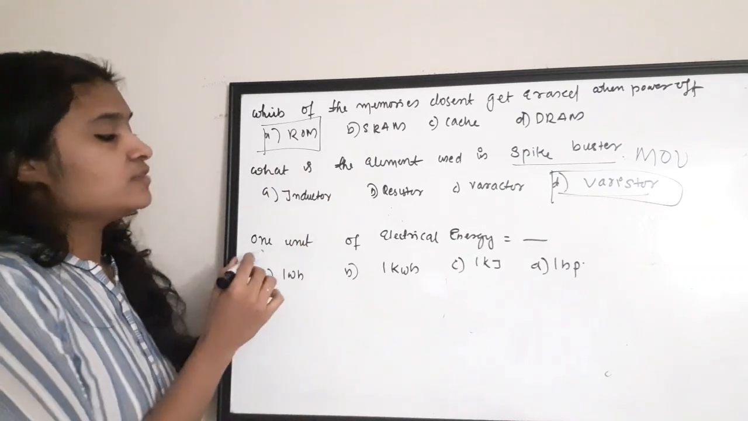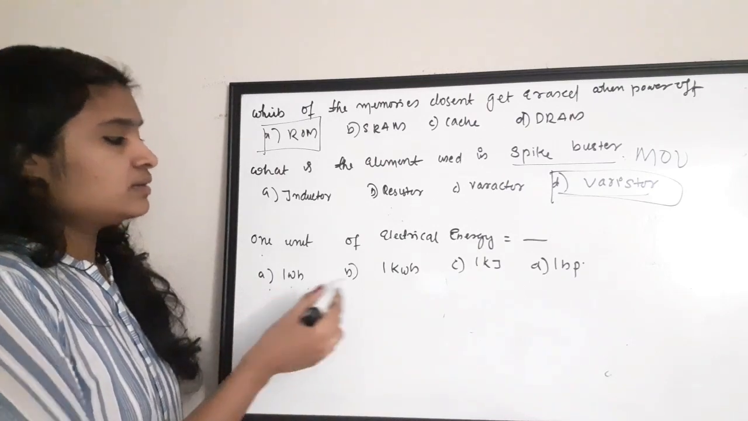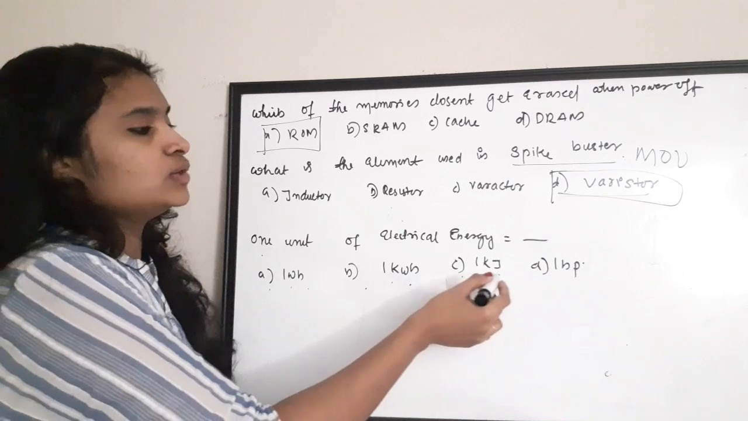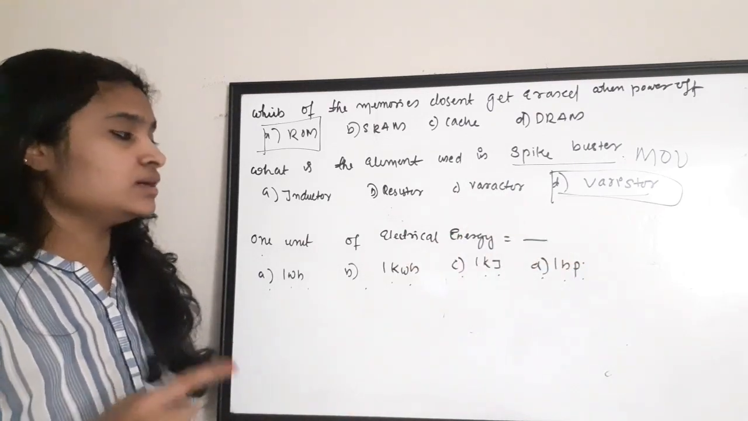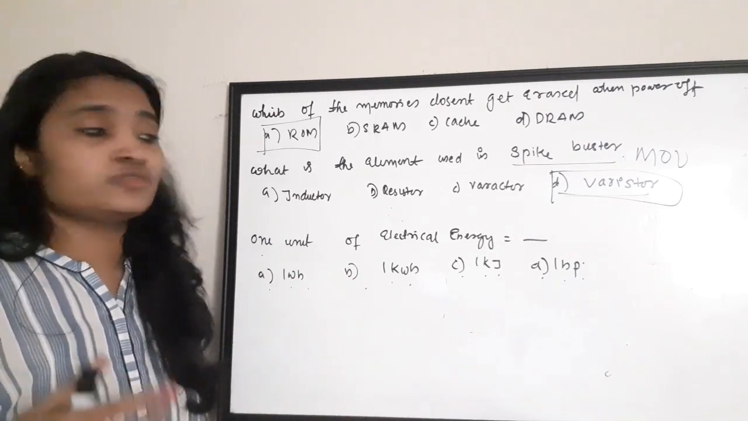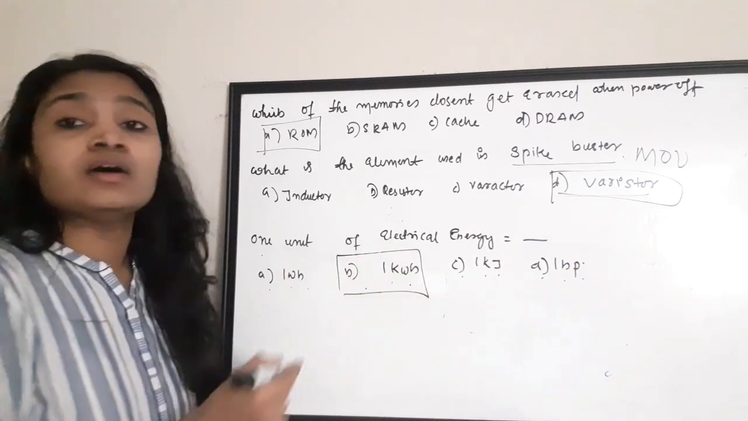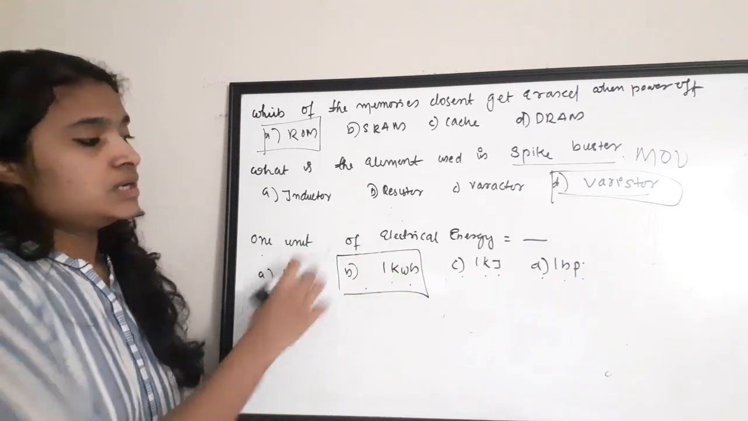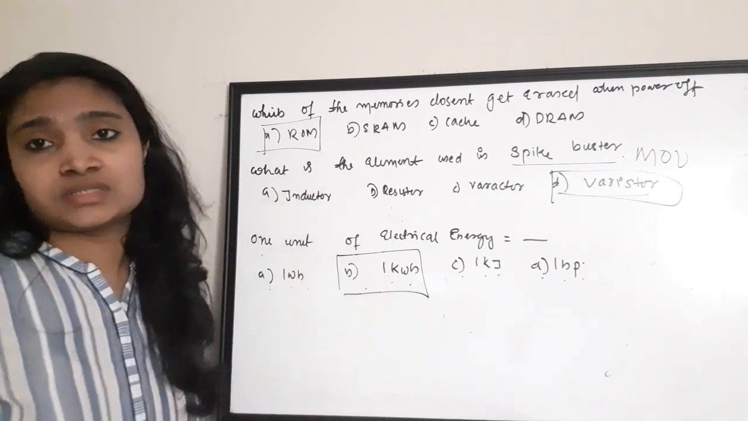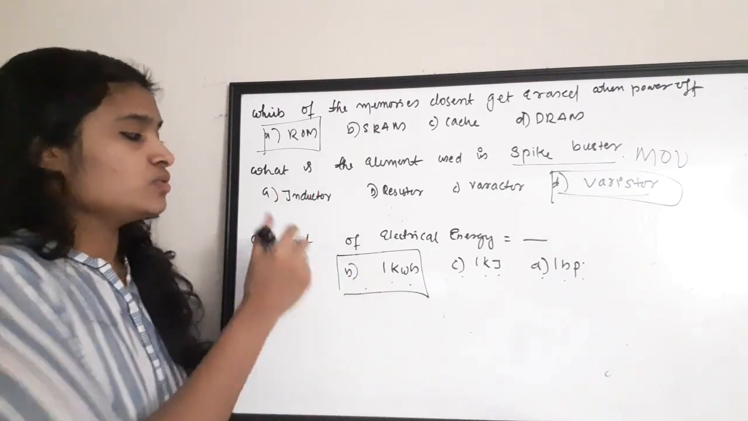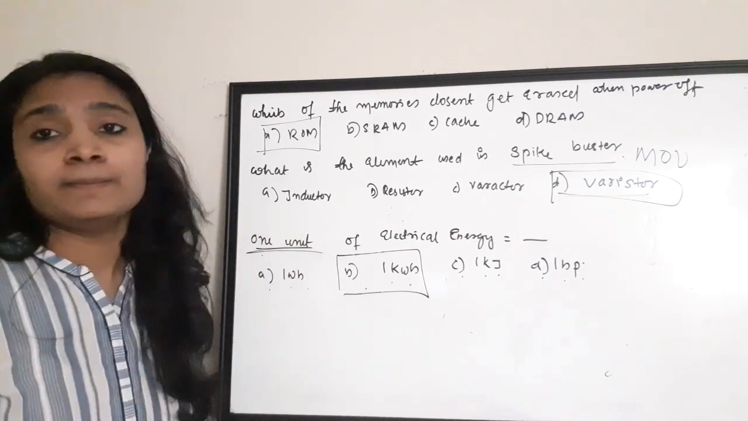Next question. 1 unit of electrical energy is dash. A, 1 watt hour; B, 1 kilowatt hour; C, 1 kilojoules; D, 1 horsepower. 1 unit of electrical energy is 1 kilowatt hour. If you see the units in your meter, you can see these units. 1 kilowatt hour is equal to 1 unit of electrical energy. So the correct answer here is option B.